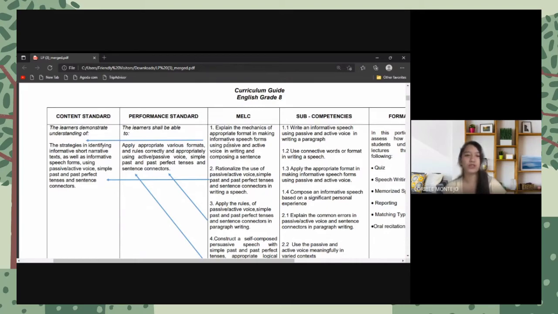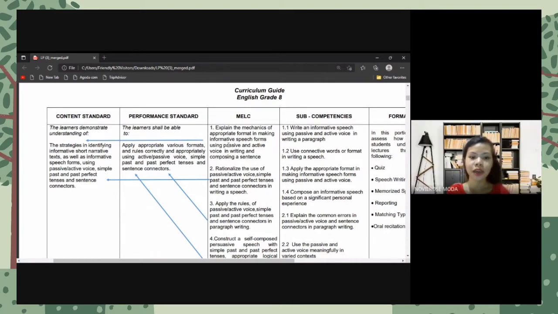Take it away, partner. So we have here four MELCs. So first is explain the mechanics of appropriate format in making informative speech form using passive and active voice in writing and composing sentences.